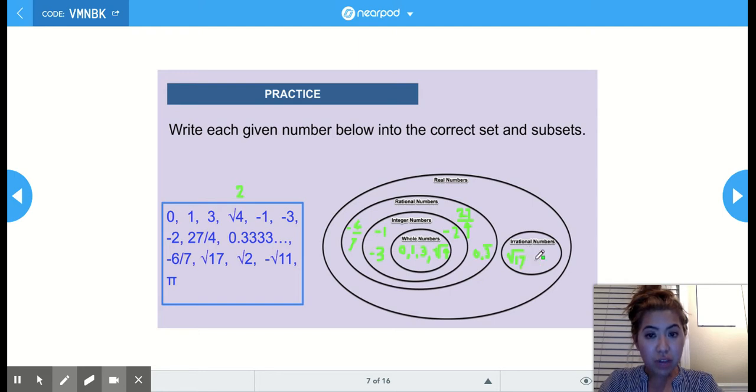Same logic for the square root of 2, as well as negative square root 11. And lastly, pi. So all these irrational numbers are also real numbers, but they're not rational numbers.